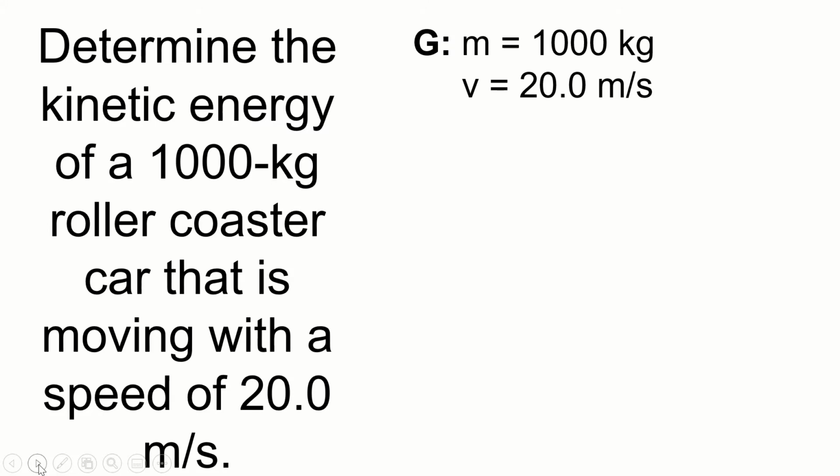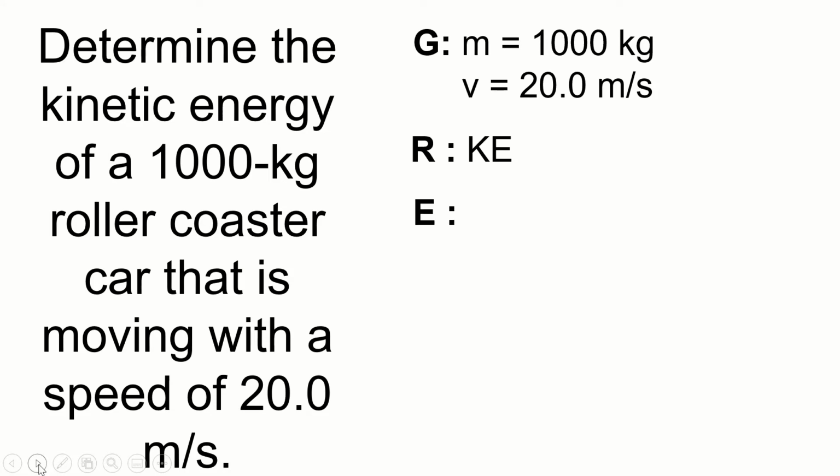Determine the kinetic energy of 1,000 kilogram roller coaster car that is moving with a speed of 20.0 meter per second. So, sa problem na to, ang mga given ay ang mga sumusunod. Mass, which is 1,000 kilogram. Velocity, which is equal to 20.0 meter per second. Sa problem na to, ang kailangan nating isolve or i-compute ay ang KE or ang kinetic energy.